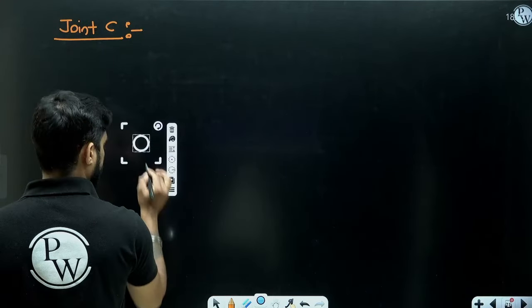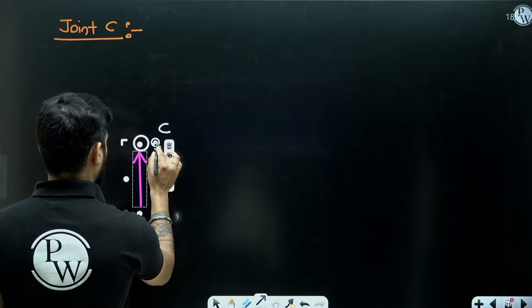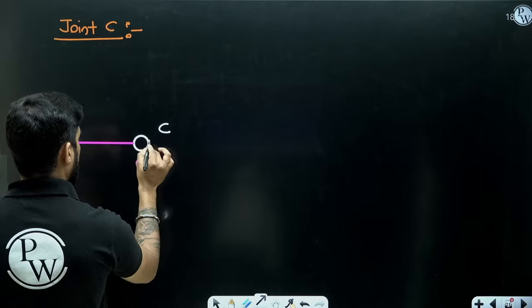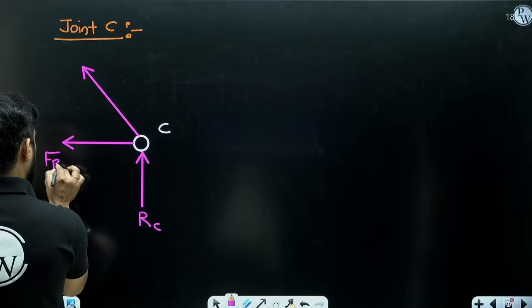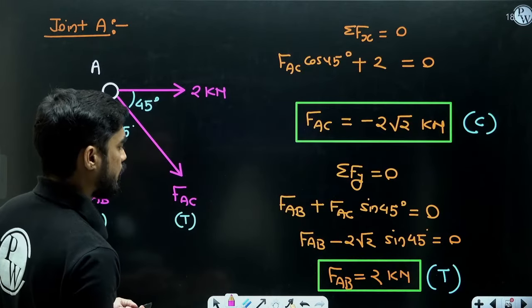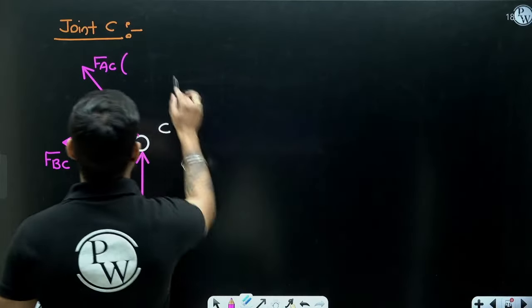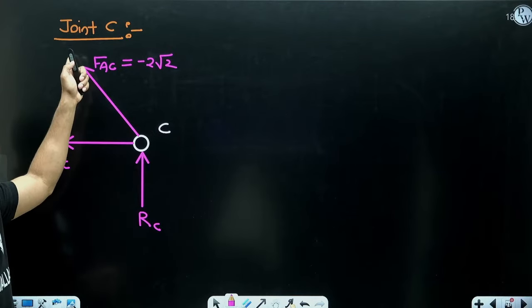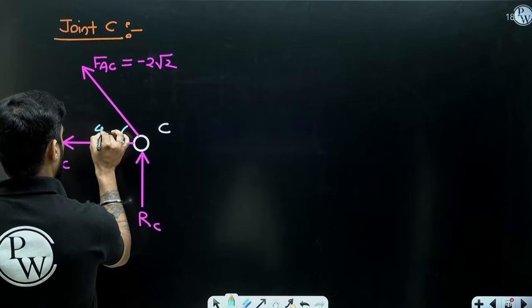This is joint C. It is subjected to a reaction. Then there is one member connected like this, and one member connected like this. This is reaction RC. This is FBC. This is FAC, and we have already calculated FAC. How much is it? FAC is minus 2 root 2. So here also I will put minus 2 root 2 only, because here also I am assuming it to be tensile, so I have to put the negative sign. And this is 45 degree.